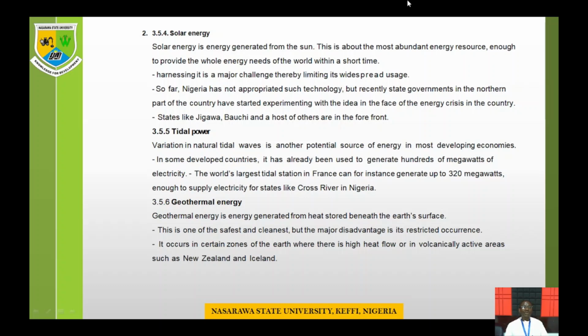The 5th example we'll look at is tidal power of renewable energy sources. Variation in natural tidal waves is another potential source of energy in most developing economies. In some developed countries, it has already been used to generate hundreds of megawatts of electricity. The world's largest tidal station in France can, for instance, generate up to 320 megawatts. That is enough to supply electricity for states like Cross River in Nigeria.